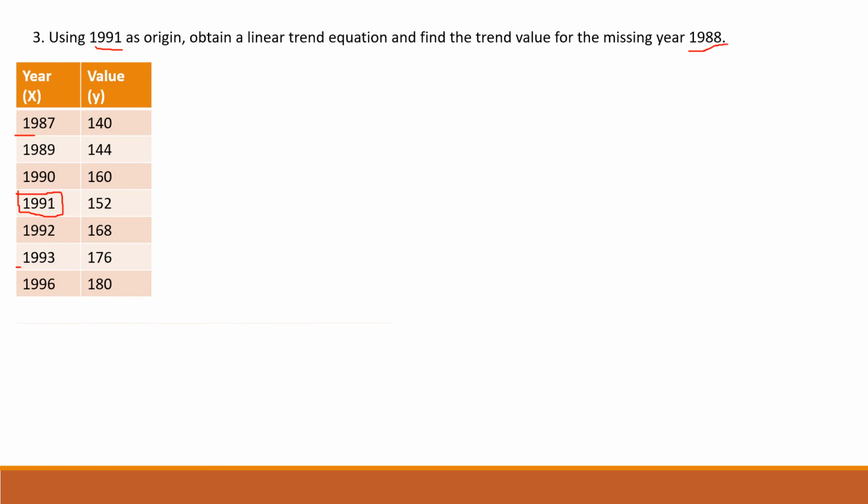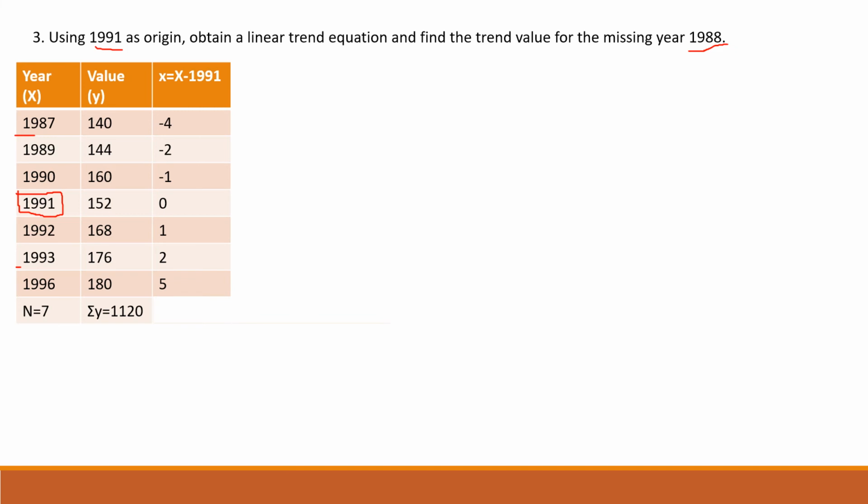In this situation, the summation x is not equal to 0. Therefore, we have to calculate the trend line using the method of normal equation. So let's start. First, we calculate n. N is 7, the total number of years given. Next, summation y. The total of the y column is 1120.